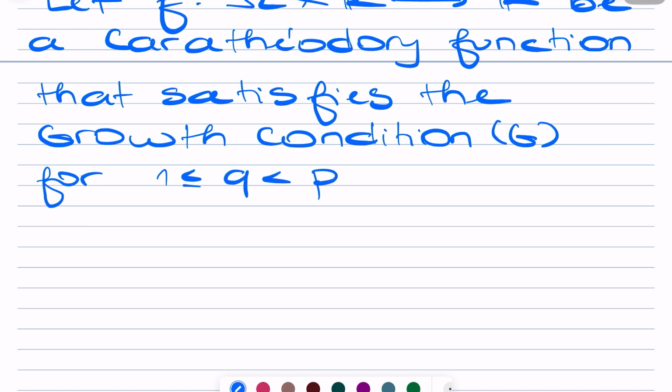Because now we need to have kind of a two-norm discrepancy. I mean, the codomain and the domain of the superposition operator should be different. So for P between this and this, let me just highlight this. Now we can no longer have P equal to Q, so this is not a plausible case anymore. We also need a Caratheodory function.